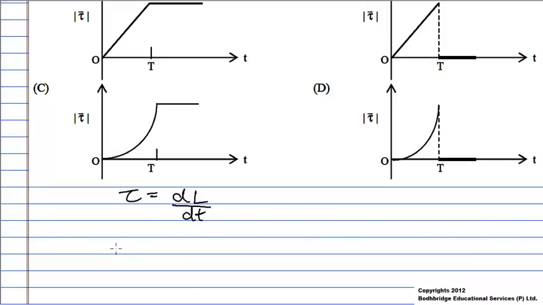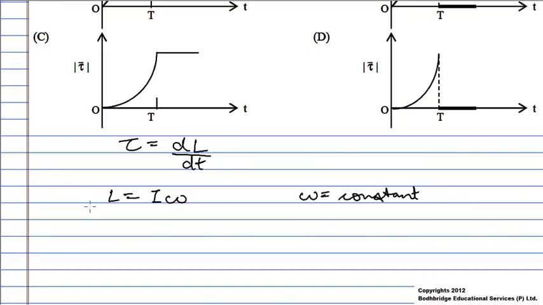Also, we know that angular momentum is given by L is equal to I omega, where I is the moment of inertia and omega is the angular velocity. It is given in the question that throughout the process omega remains constant. Now, substituting the value of angular momentum in the above equation for torque, we get tau is equal to d by dt of I omega. As omega is constant, it can be taken out of the differential term. So, tau is equal to omega into dI by dt.